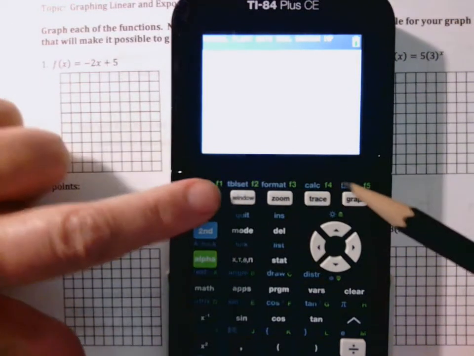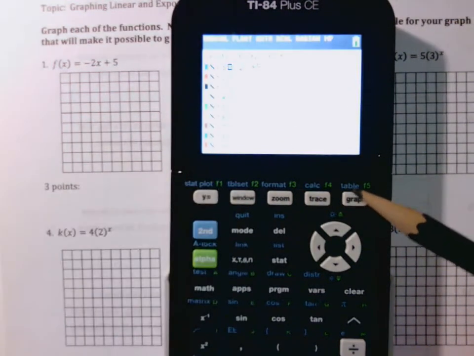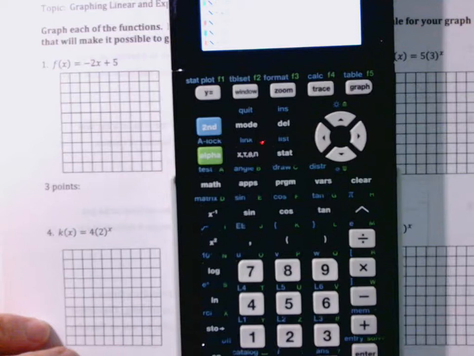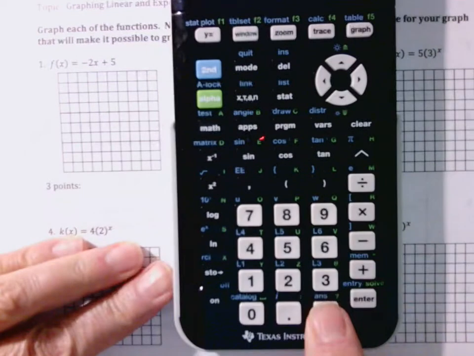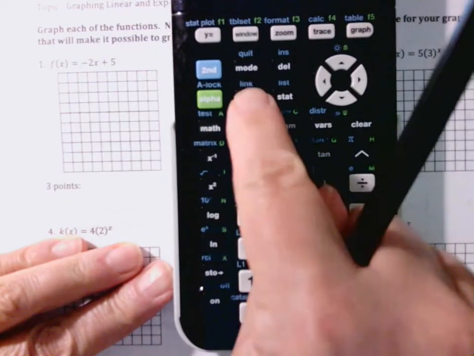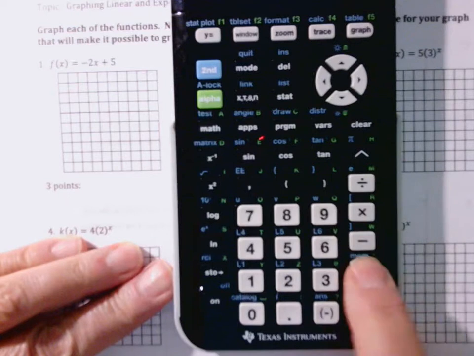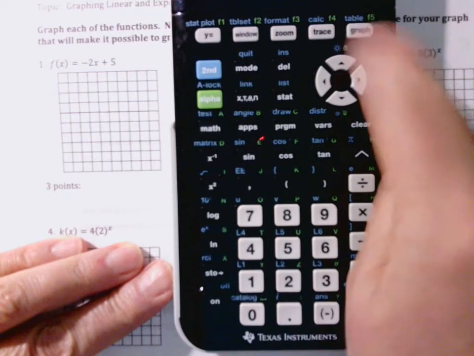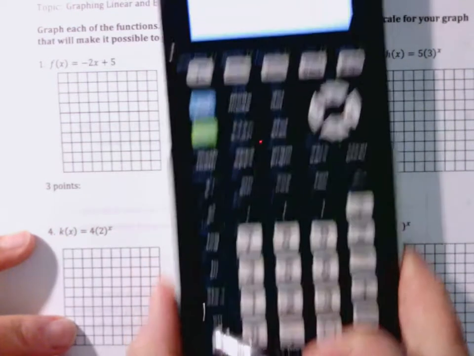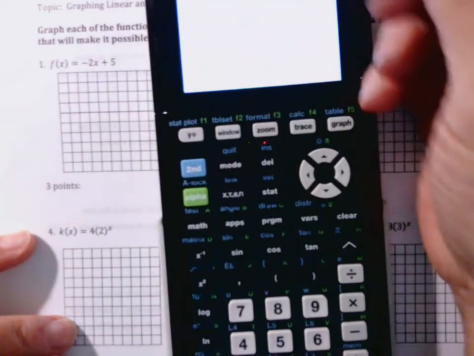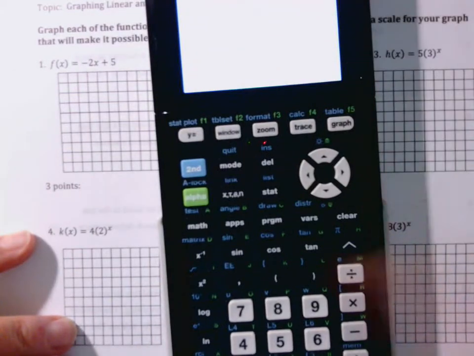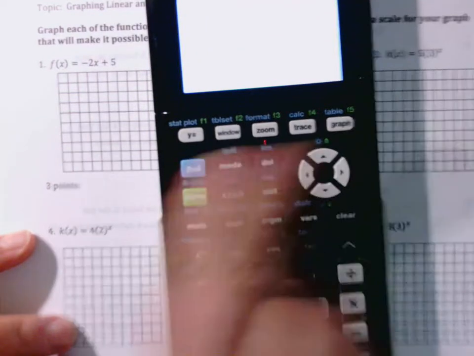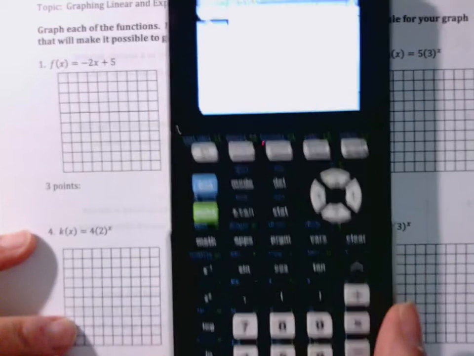But if you go to your y equals screen and you put in negative 2x plus 5, I'm going to show you those keystrokes: negative 2x plus 5, and you hit graph, you should see the graph of a line. It looks like it's decreasing from left to right. And then if you hit second graph, it'll pop up the table.